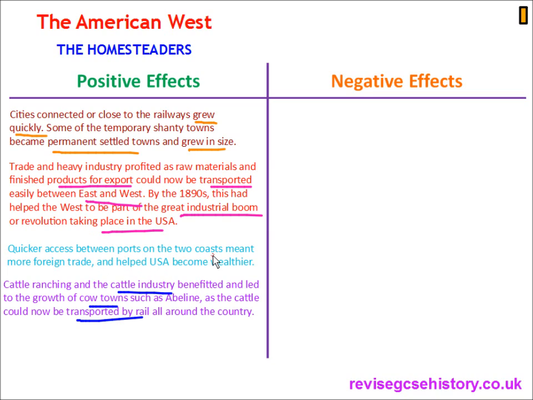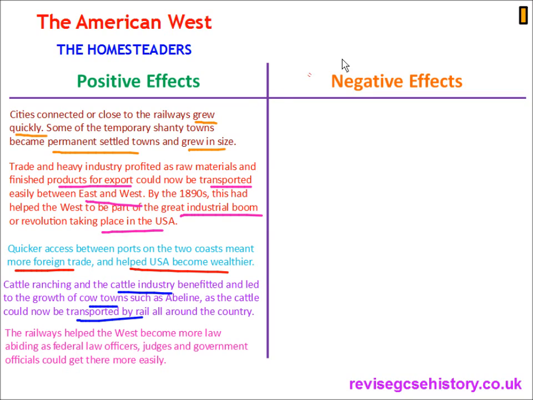There was also quicker access between ports on the two coasts, and this meant there was more foreign trade, and it helped the USA's economy and helped the USA as a country to become wealthier.